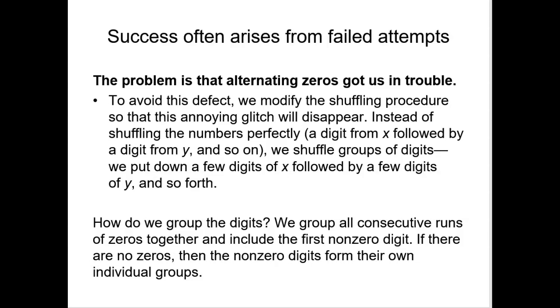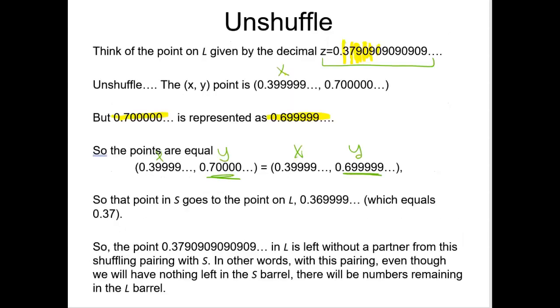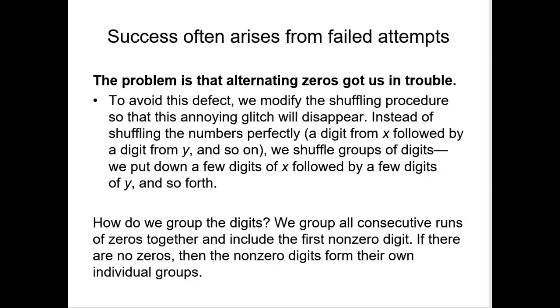Often when we try something and it doesn't work, it doesn't mean we have to scrap it. We just have to think about it. What's getting us into trouble? And it's the alternating zeros. These alternating zeros are giving zeros to the Y and none to the X's. So to avoid this, let's just modify the shuffling. Instead of shuffling the numbers perfectly, 1 to X, 1 to Y, 1 to X, 1 to Y, let's shuffle groups of digits. And we'll put down a few digits of X, followed by a few digits of Y, and so on. So how should we group them?